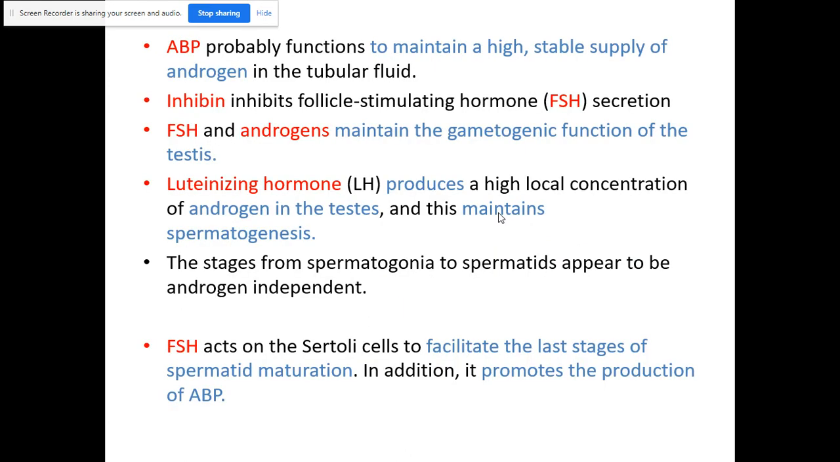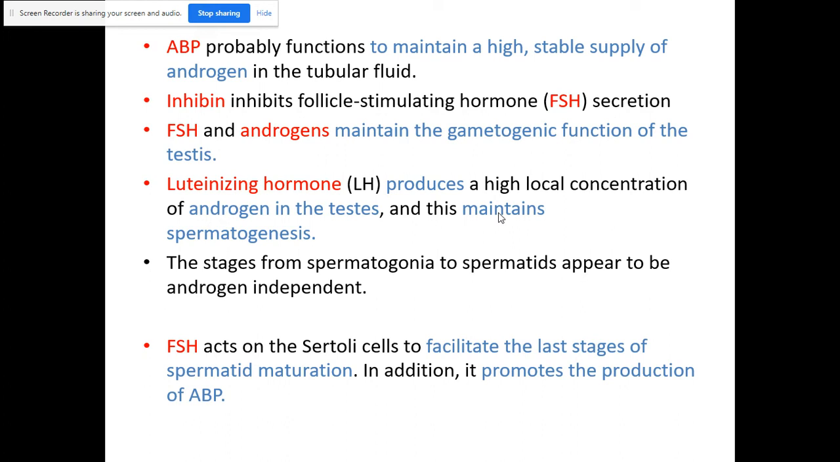The ABP, or androgen binding protein, functions to maintain a high stable supply of androgen in the tubular fluid, and inhibin inhibits follicle stimulating hormone, or FSH, secretion. FSH and androgens maintain the gametogenic function of the testis. After hypophysectomy, injection of luteinizing hormone produces a high local concentration of androgen in the testes, and this maintains spermatogenesis.